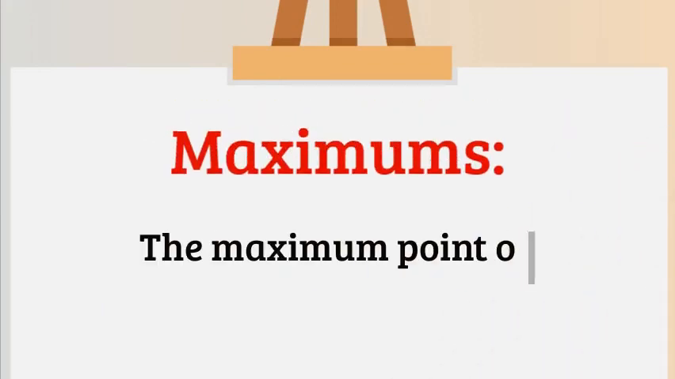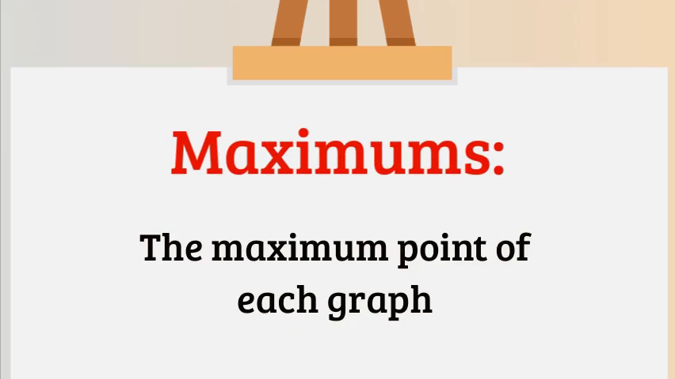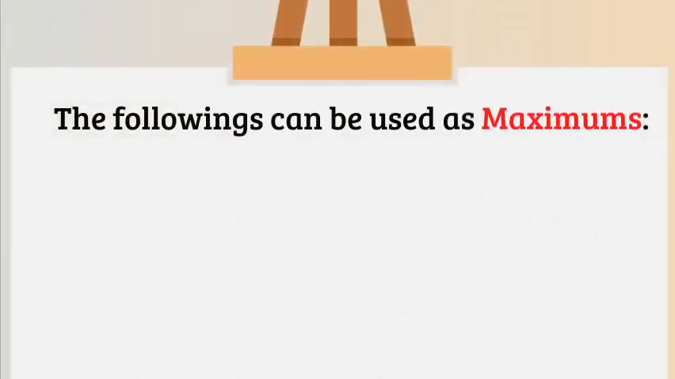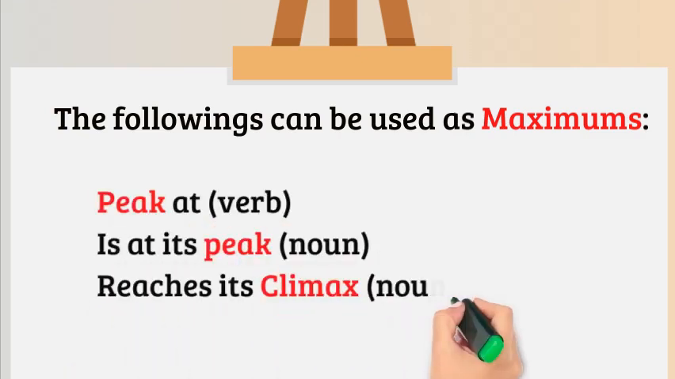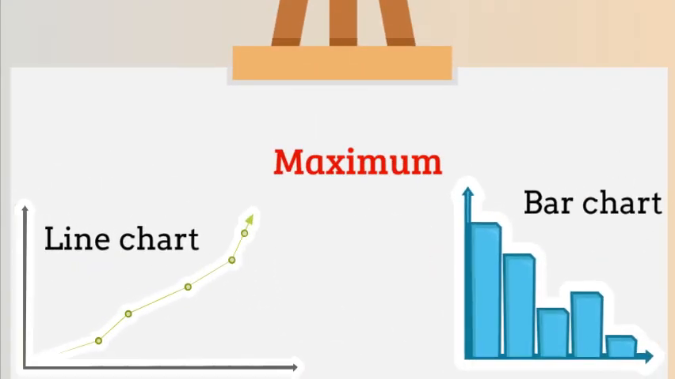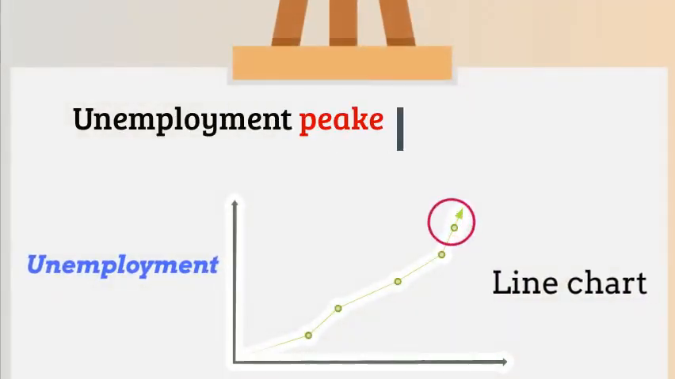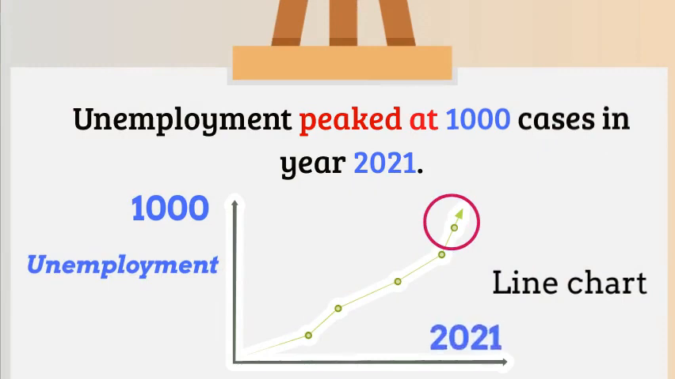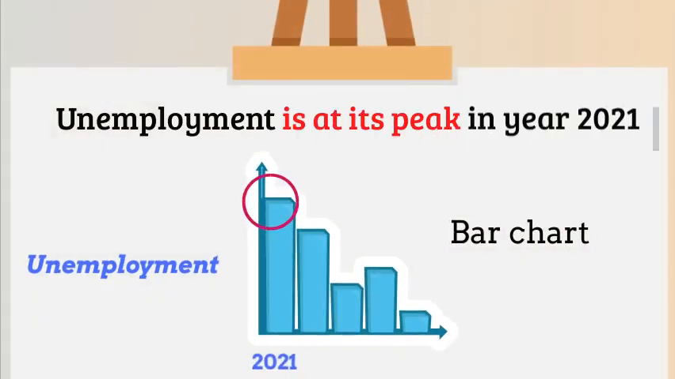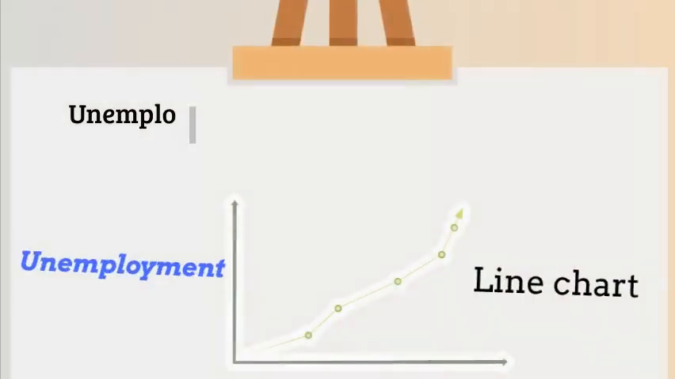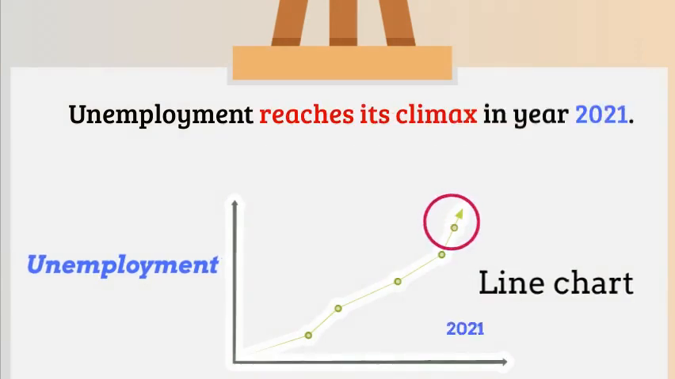Maximums. The maximum point at each graph. The followings can be used as maximums: peak at, is at its peak, reaches its climax. Maximum. Unemployment peaked at 1,000 cases in year 2021. Unemployment is at its peak in year 2021. Unemployment reaches its climax in year 2021.